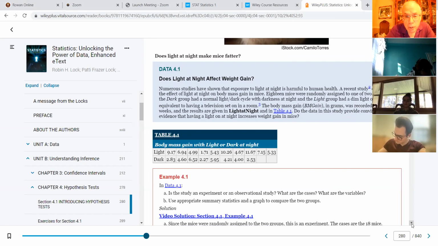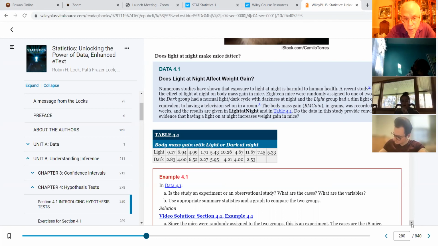Here's an example here. So let's just read through it. Just give you an idea of what we're trying to do. So it says here, does light at night affect weight gain? All right, so numerous studies have shown that exposure to light at night is harmful to human health. A recent study examines the effect of light at night on body mass gain in mice. 18 mice were randomly assigned to one of two groups. There's the dark group, had a normal light or dark cycle with darkness at night, and the light group had a dim light on at night.